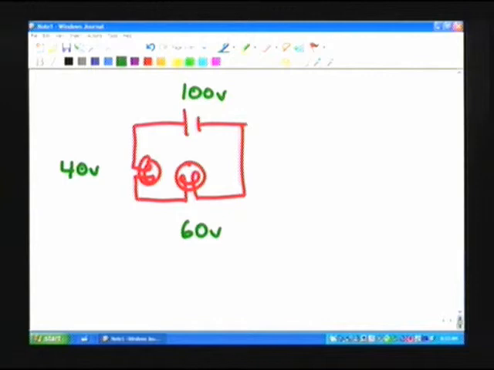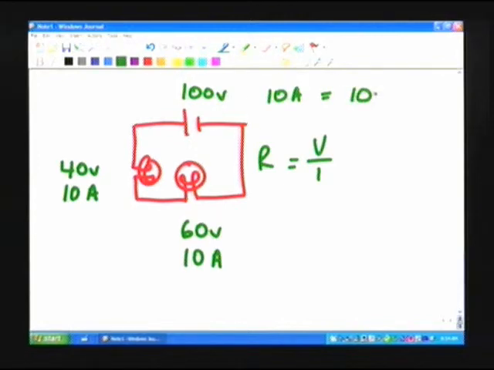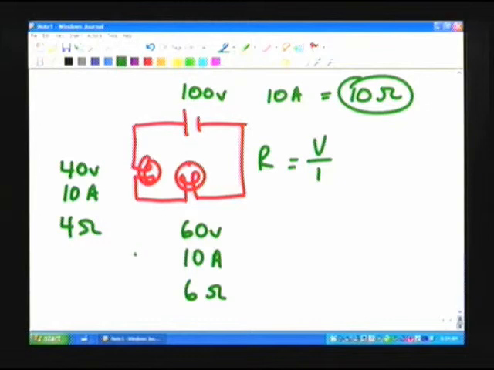Now, let's go to our current. If I had, let's say, 10 shoppers here at the battery, how many would I have going through this bulb? I'd still have 10 because the same shoppers have to follow that path. And how many would I have at this bulb? Again, the same shoppers would have to go through there. So that means I've got 10 shoppers all the way around in this series circuit. Now when I do my resistance calculations, again, V divided by I is equal to R. 100 volts divided by 10 amps, that means this has 10 ohms resistance at the battery. Here we only have 6 ohms resistance, and here we have 4 ohms resistance.